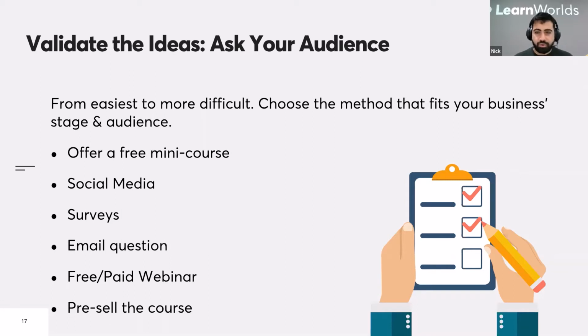But before I get ahead of myself, we have these methods of validation that are different depending on what stage you are. If you are a new course creator, if you already have a few courses, if you are a creator with audience, a big audience or a small audience, or you already have an e-learning business and you want to create a new subject or a new topic. So how are you going to do that?